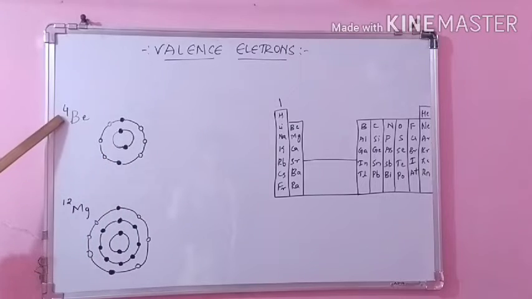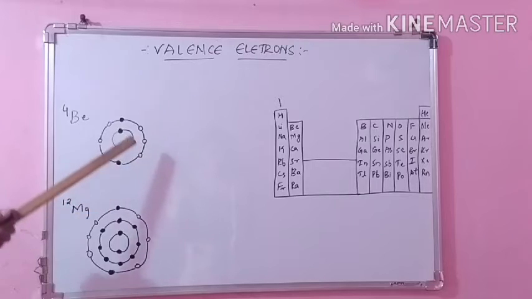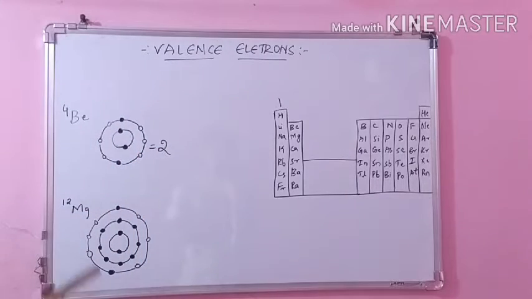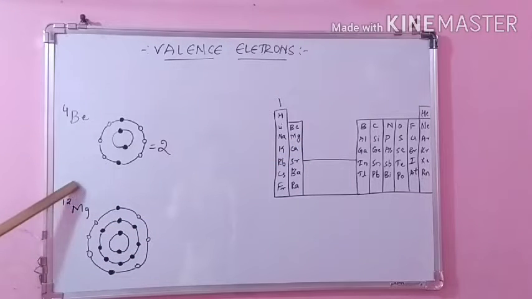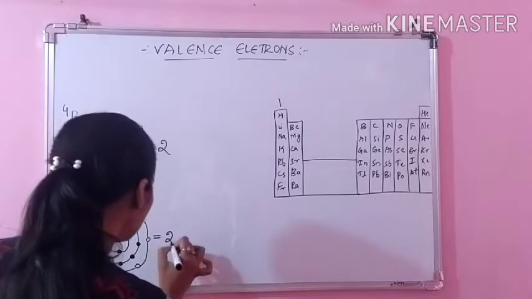So you can see valence electrons means outermost electrons, which are farthest out. So you can see 2 electrons are there. So valence electrons will be 2 here. And coming to magnesium, that is here. Clear? Here you can see the number of electrons is 12. So the first shell is filled, the second shell is also filled. So 2 plus 8 is 10 electrons. The remaining 2 will be filled in the third shell. So here also the number of valence electrons is 2.